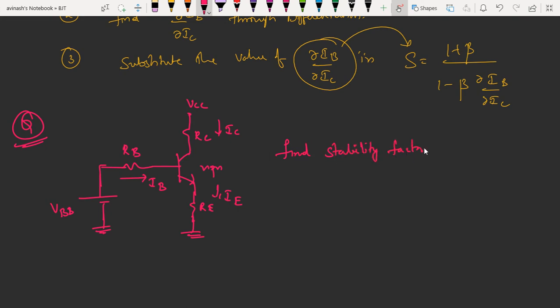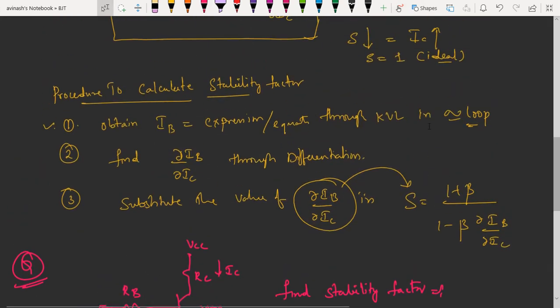The stability factor S is what we have to find. To find S, the first step is to find the value of IB. Then differentiate that IB with respect to IC, then substitute in the value of S.